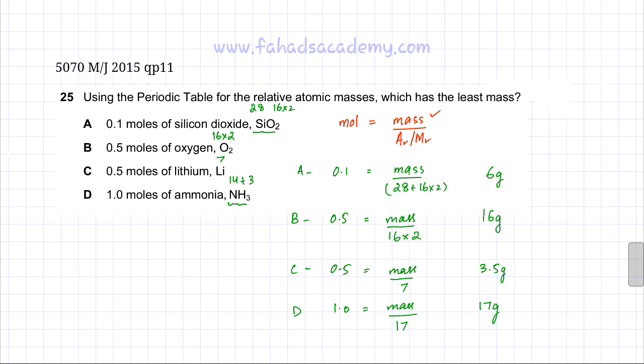So the question was about using the periodic table for the relative atomic masses, which has the least mass. According to our calculation, the least mass comes out for option C. So option C is going to be your correct answer for this question.